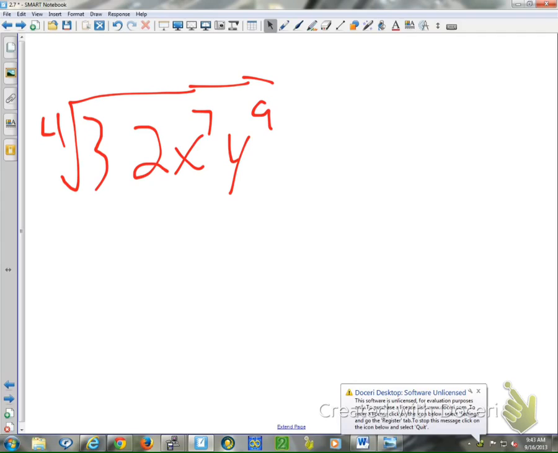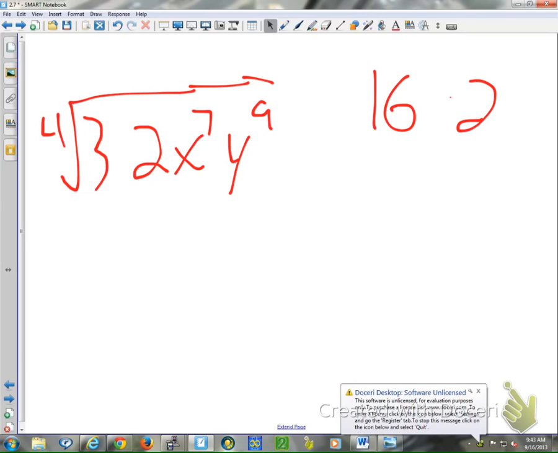If you can get this, you'll be okay today. All right. We're looking for the perfect 4th factors of 32. Use your calculator. What's 2 to the 4th? What's 2 to the 4th in your calculator? 16. Does 16 go into 32 evenly? How many times? 2. That's right.